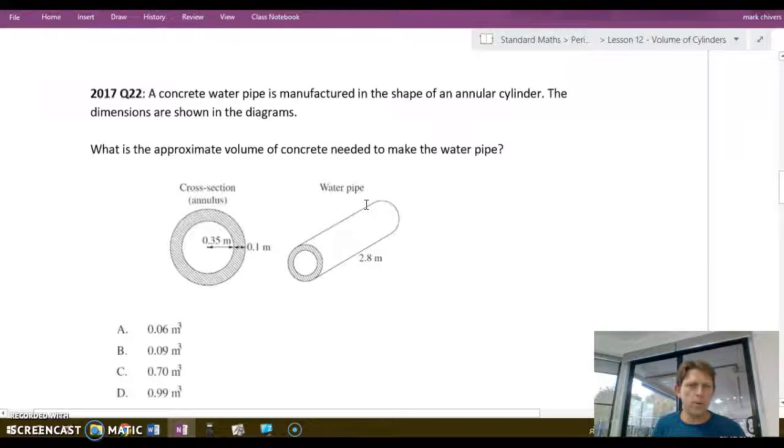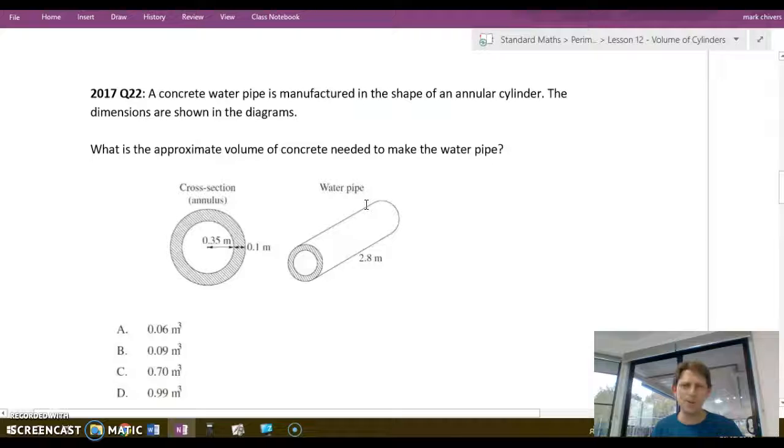Okay, so the final question we've got here is from a previous HSC paper from 2017. And we're given a concrete water pipe is manufactured in the shape of an annular cylinder. The dimensions are shown in the diagram. So what's the approximate volume of the concrete?